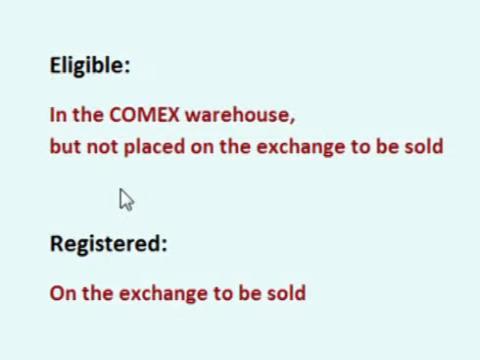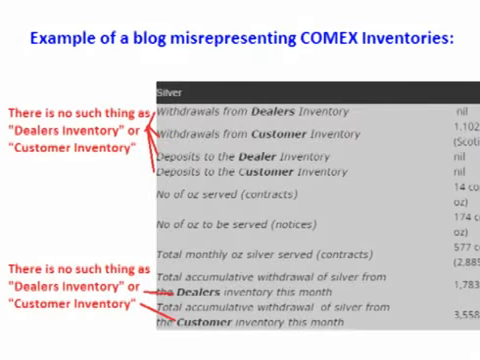One can think of eligible inventory as inventory that is not for sale at this time, and registered inventory as inventory that is for sale at this time. There is a common misconception that eligible inventory is customer inventory and registered inventory is dealer inventory. However, there's absolutely no such thing as customer or dealer inventories in the COMEX. Eligible inventory is not somehow customer inventory, and registered inventory is not somehow dealer inventory. This is an incorrect explanation of what those inventories represent.